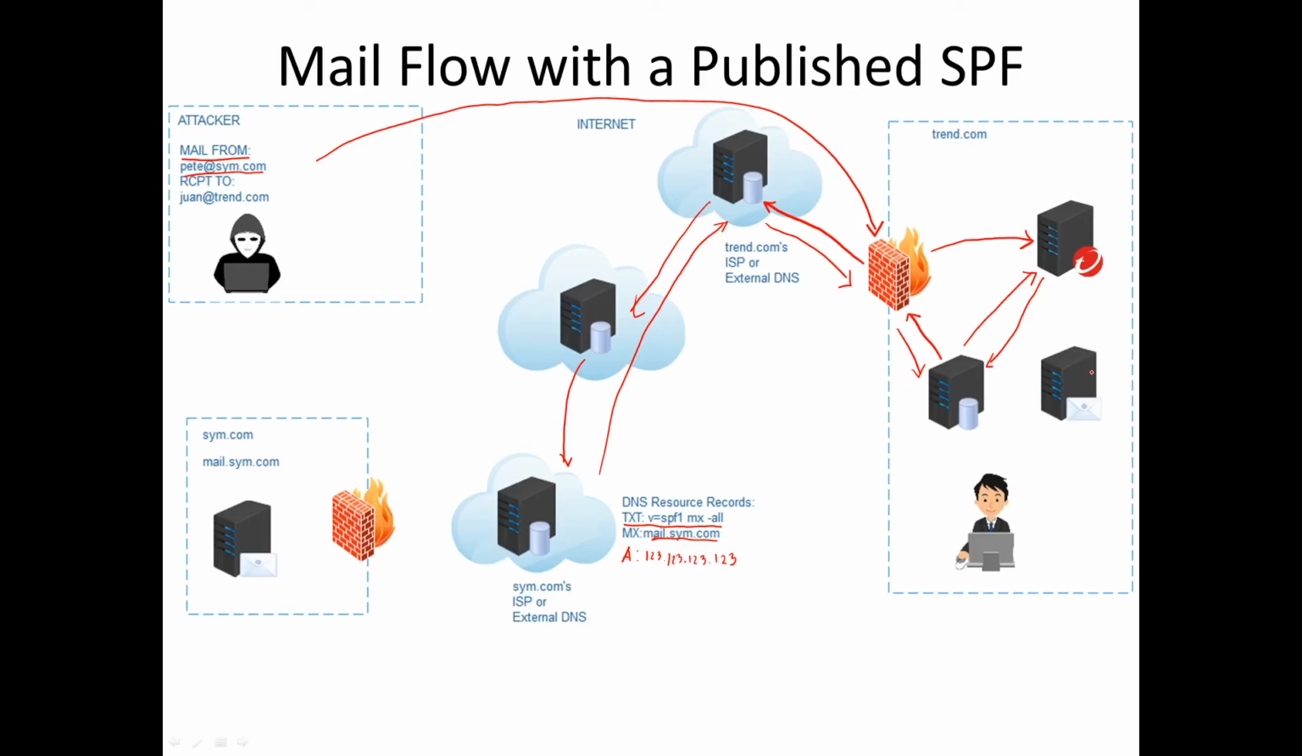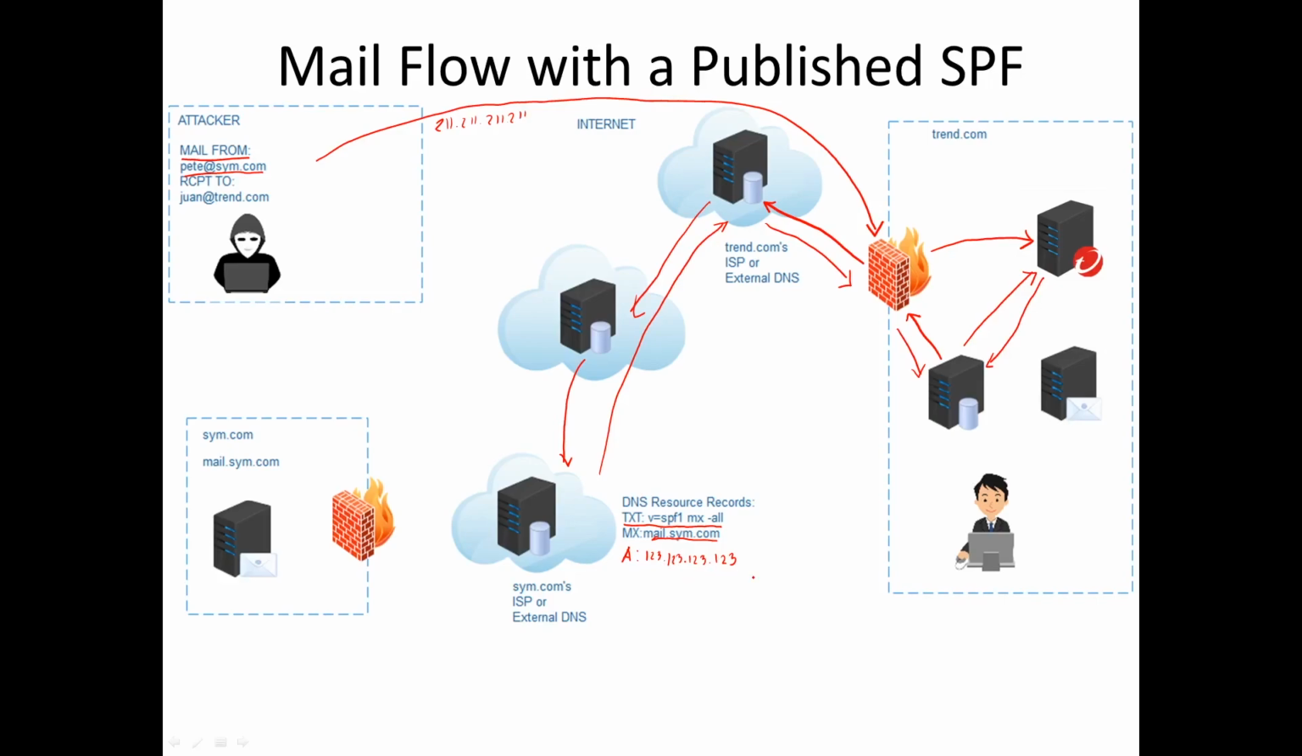Now, from this record, the email gateway knows that the only allowed sender IP address on behalf of sim.com is 123.123.123.123. This IP address will be compared to the sender IP address of the attacker. So this established connection has an IP, let's say a different IP, 211.211.11.211. That will be compared to 123.123.123.123.